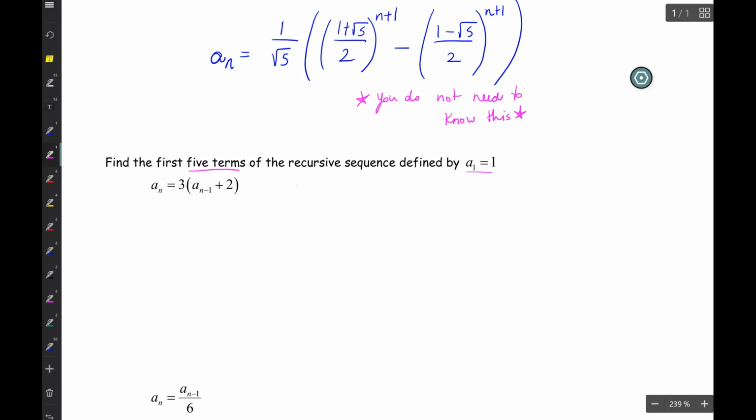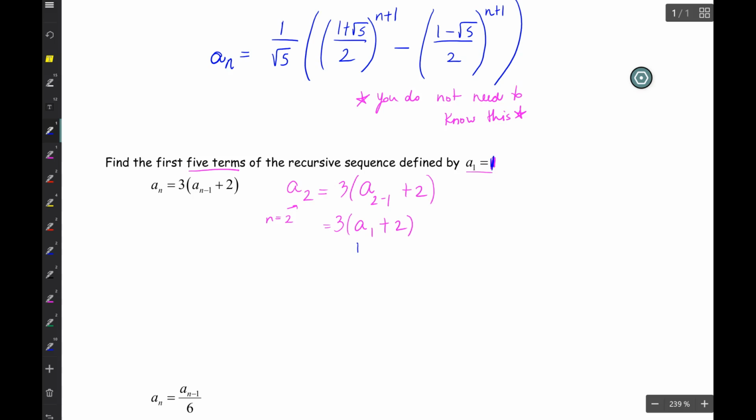To find the second term, I would be looking for 3 times... Now notice, I plugged in n equal to 2. So when I'm looking for a(n minus 1), it would be a2 minus 1, plus 2. What is 2 minus 1? 1. So I'm really looking for 3 times the first term plus 2. What is the value of the first term? 1. I can see that in the instructions. The first term is equal to 1.